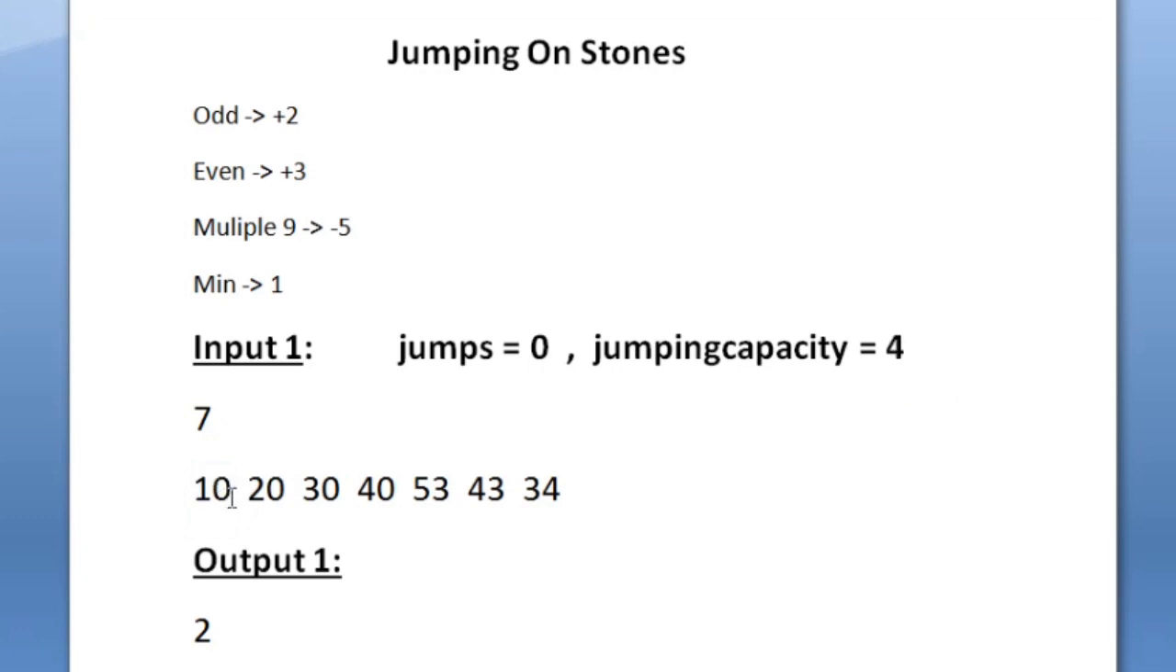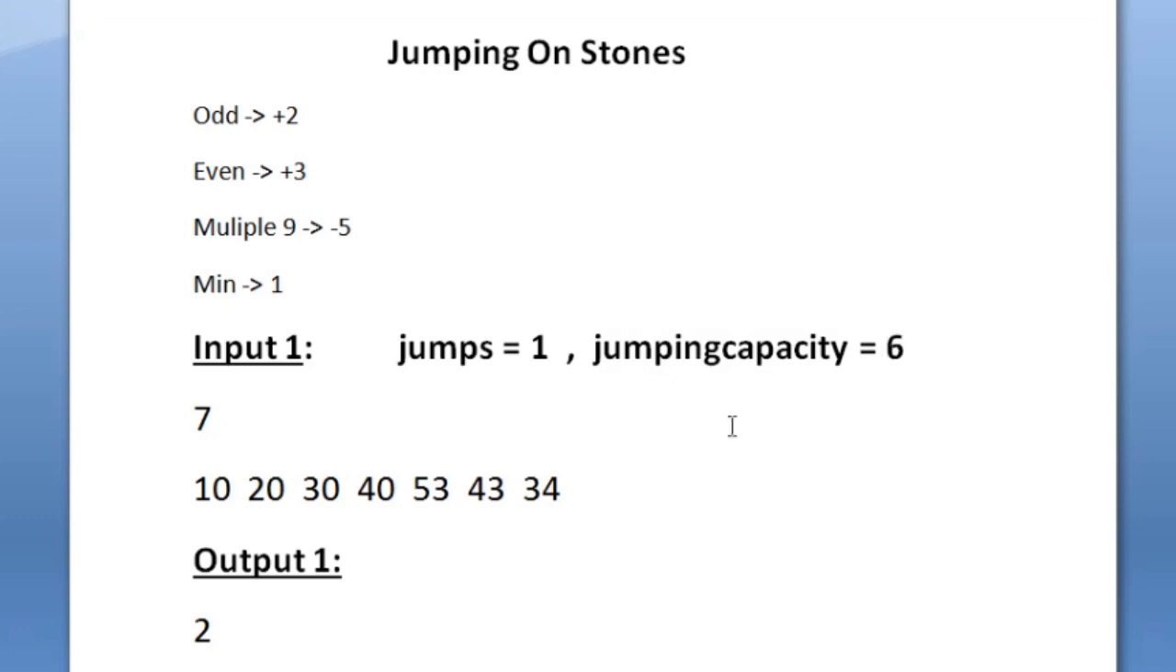So now from 10 the boy can jump 4 stones, so he will land at the stone 53: 1, 2, 3 and 4. So this is the fourth stone. The jump value increases by 1, and he is currently at stone 53, which is an odd stone. As per the question, if he is on an odd stone, his jumping capacity increases by 2. His current jumping capacity is 4, so since it is an odd stone, it will be increased to 6, because 4 plus 2 is equal to 6.